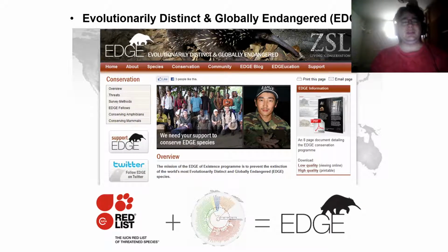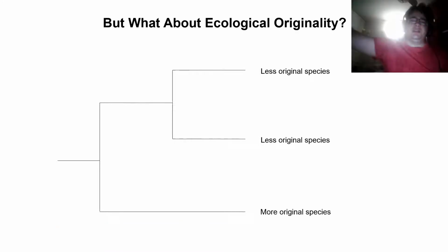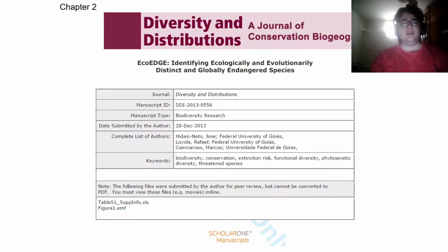So one idea is to use the evolutionarily distinct and globally endangered species, which is the EDGE project, which categorizes species based on how original they are in relation to their evolutionary history. So they can be highly original or less original. But what about the ecological originality of species? They can also be original in relation to their ecological aspects. So our second chapter was to create a new method based on the EDGE project, to identify ecologically and evolutionarily distinct and globally endangered species.